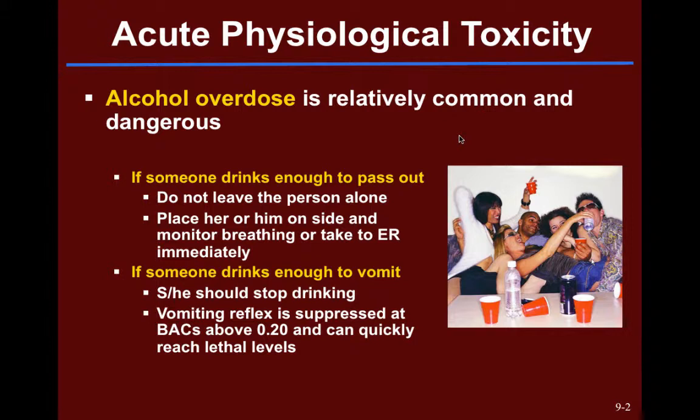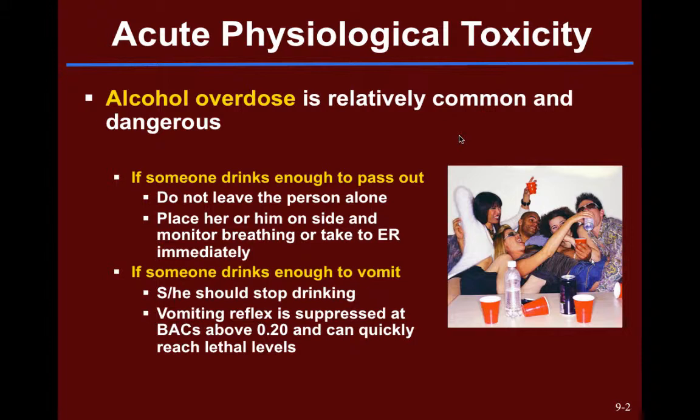It is really good advice to place the person on their side. This is in case the person vomits, that if they're unable to clear their airway and they're laying on their back, then they may actually suffocate in their own vomit. So if you're able to turn them on their side and then call 911 or take the person to the emergency room immediately, it's important to know that someone who is drunk enough to pass out is at risk of dying. Now, before that point, if someone drinks enough to vomit, this is a warning sign. This is time to stop drinking.